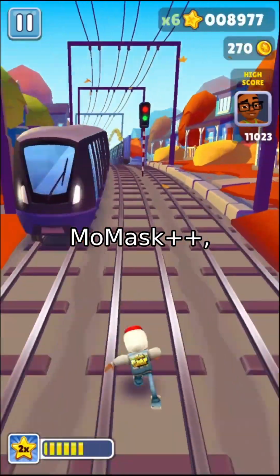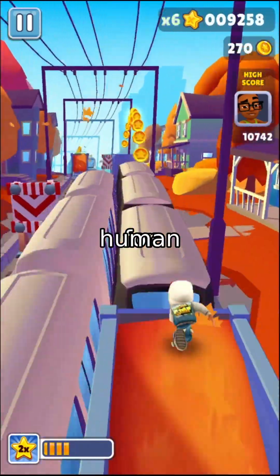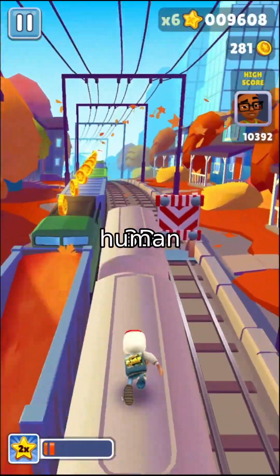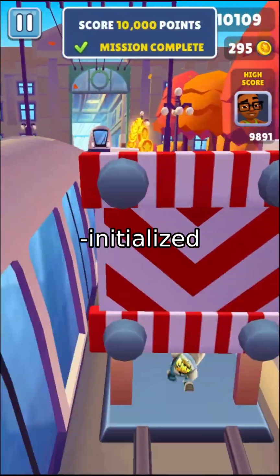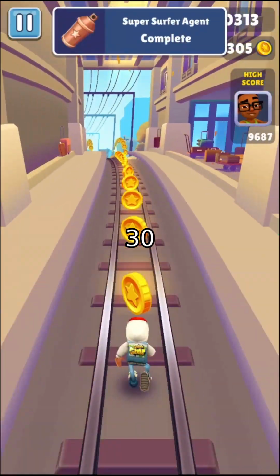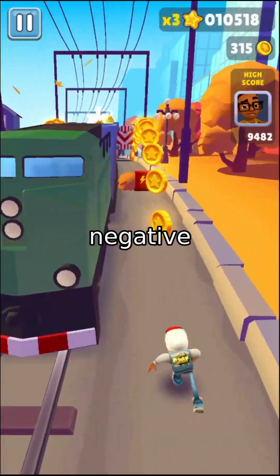All of this conditions MoMask++, a masked diffusion model for human motion, which generates the final 3D human reenactment. The adapters are implemented as ControlNet-like networks with 0-initialized output layers, trained for 30 epochs with a learning rate of 2 × 10⁻⁴.